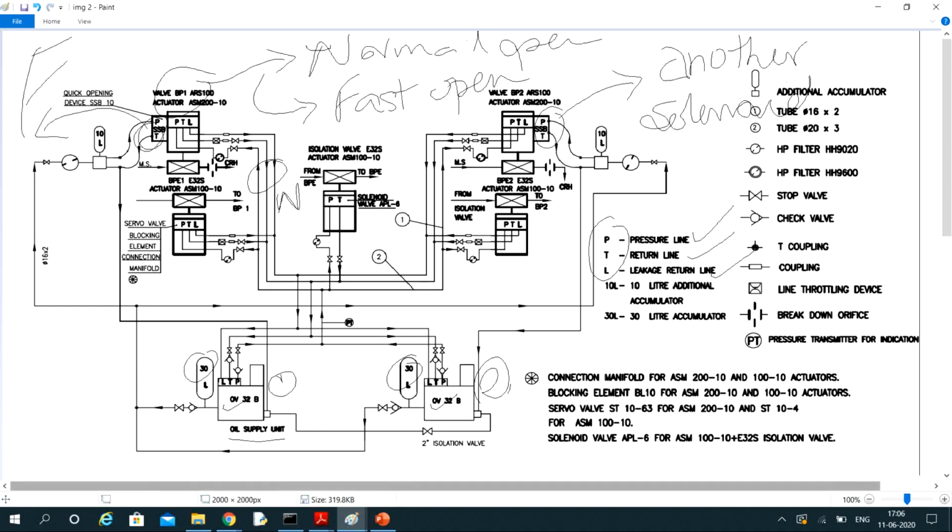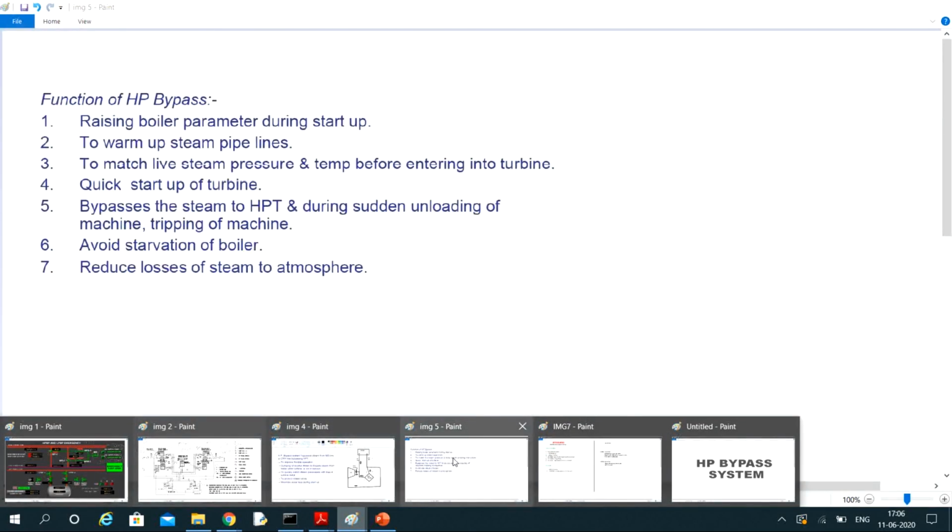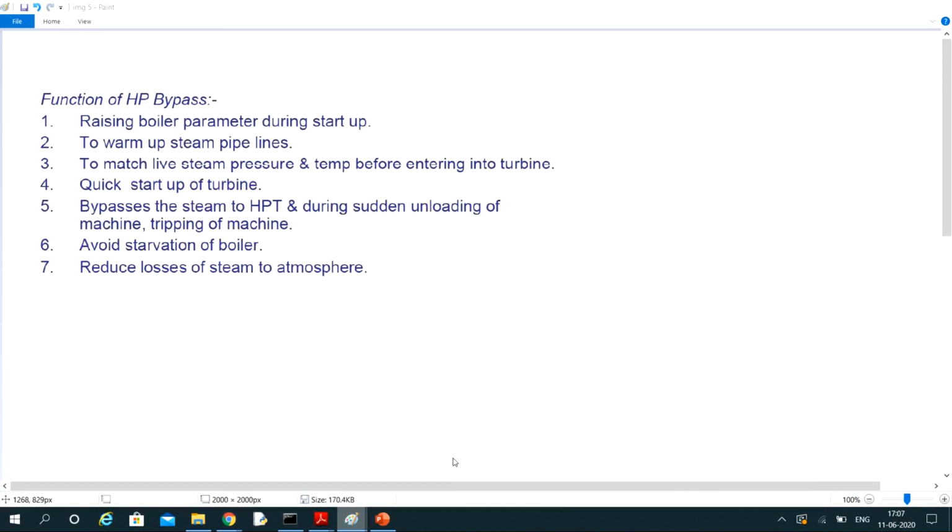Now we will discuss the main functions of the HP bypass system, why we use HP bypass in the plant, and what is its utmost importance. The first thing is raising the boiler parameters during startup. As I told you, by boiler parameters I mean steam parameters, and in steam parameters there are three main points: temperature, pressure and silica.